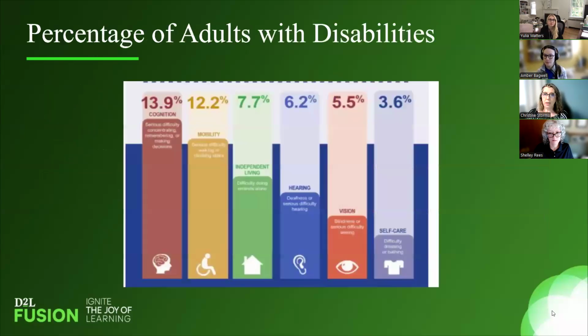According to the CDC, in 2024, the percentages of adults with disabilities are as follows. Almost 14% with cognition, 12.2% mobility, almost 8% independent living, 6% hearing, over 5.5% vision, and 3.6% self-care. These were self-disclosed disabilities, again, according to the CDC.